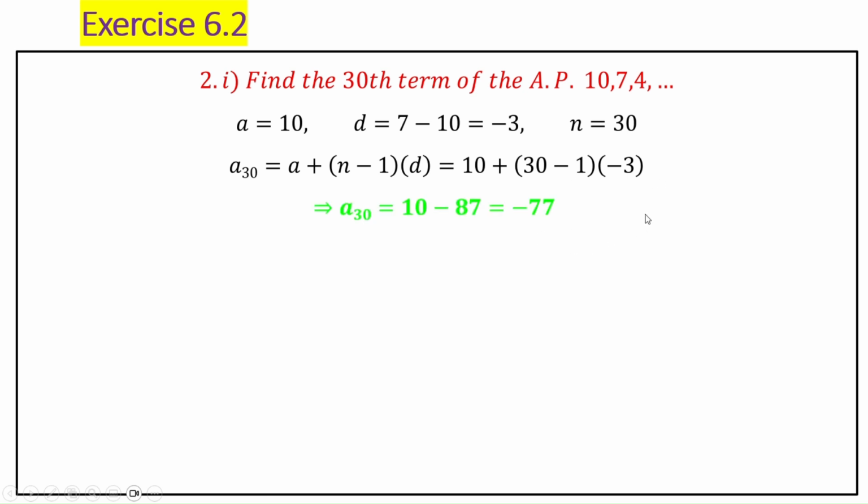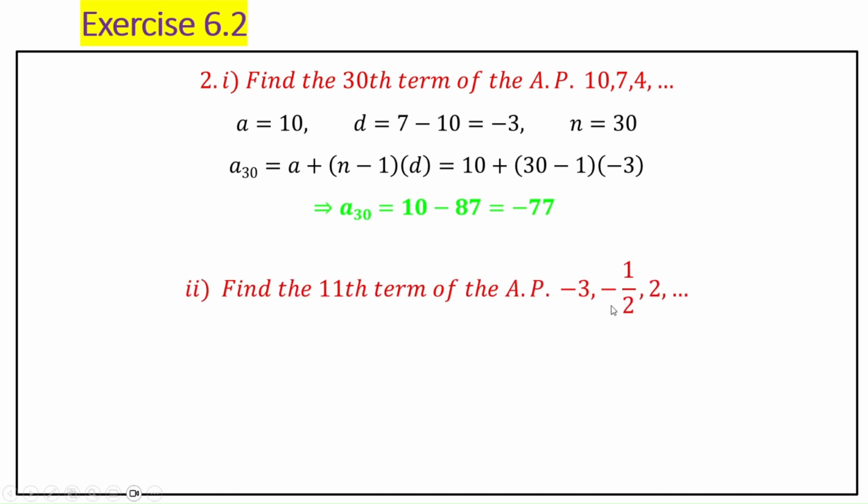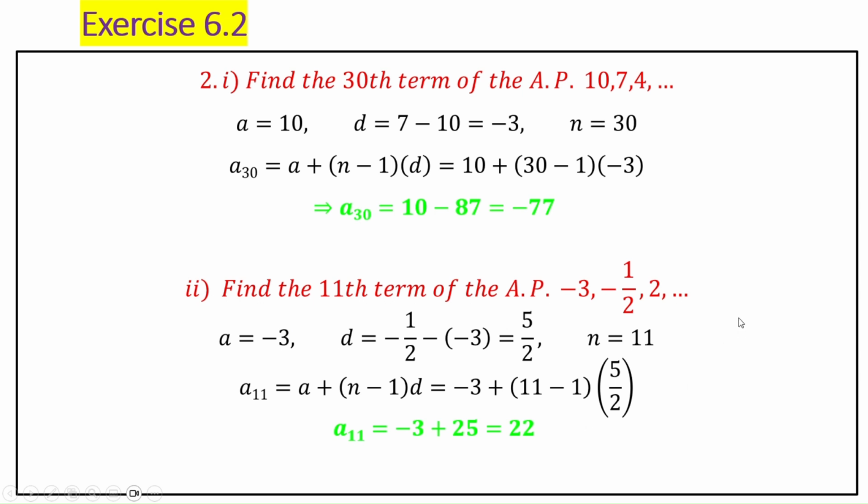This is the value. So this is the template. We can use the same template to solve for all the values we want. 11th term of the AP, same way. A is minus 3 and D is 5 by 2, N is 11. So you'll get 22 as the value. Next.